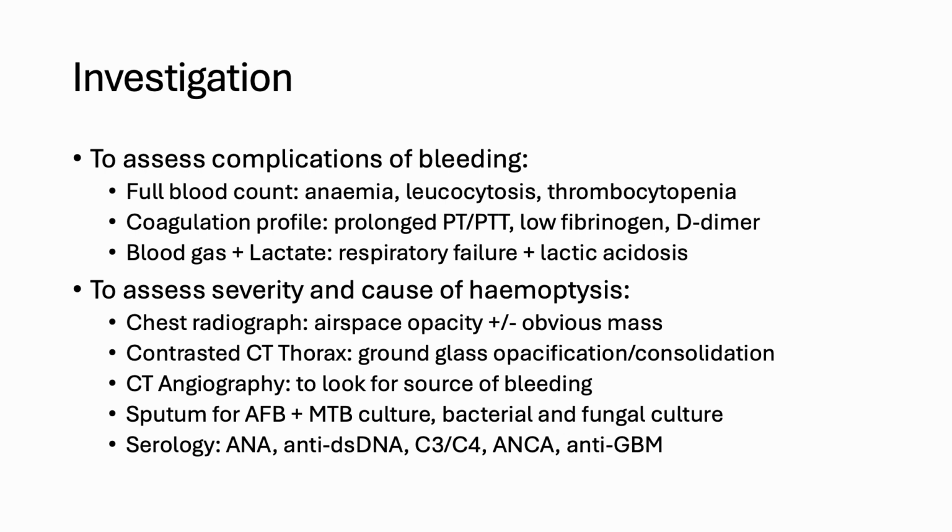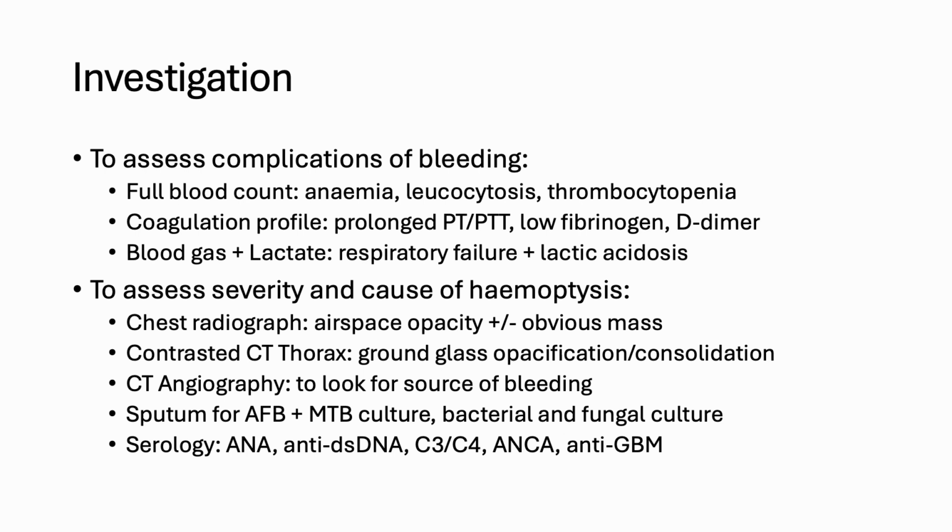To find the cause of haemoptysis, we can perform a chest X-ray. We would expect airspace opacity plus or minus an obvious mass. Contrasted CT thorax to look for ground glass opacifications or consolidations from pulmonary hemorrhage. CT angiography to look for the source of bleeding, and sputum for AFB and MTB culture, bacterial and fungal culture.